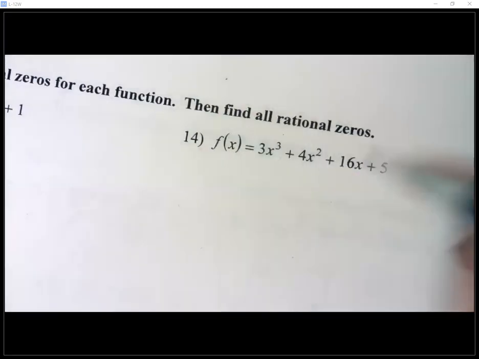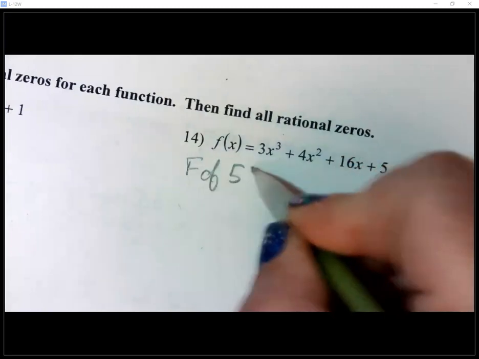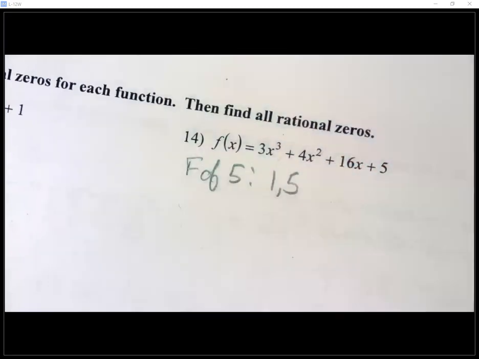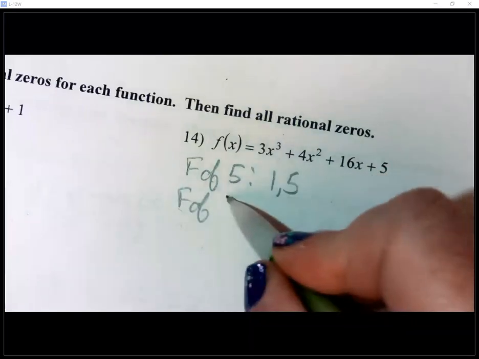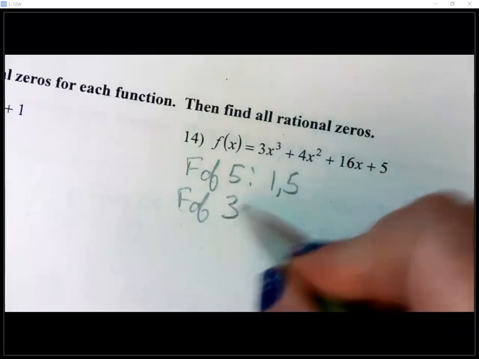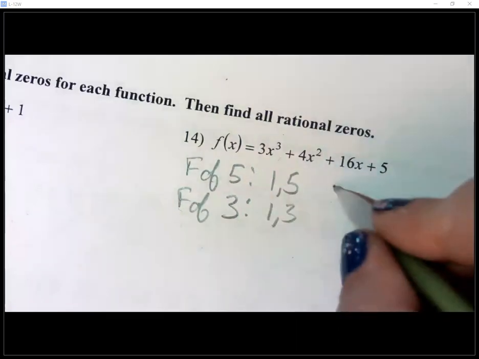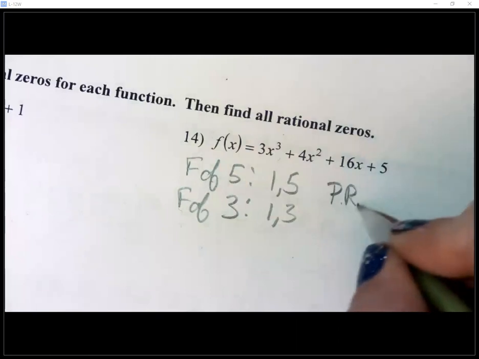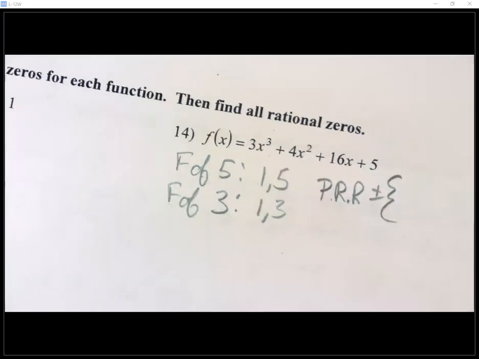So I want factors of 5, which are just 1 and 5. And then I need factors of my lead coefficient, which is just 3. Yes. Okay, great. So my really cool list of possible rational roots is going to be positive and negative, all of these numbers. Ready? Well, you tell me. What's in my list?